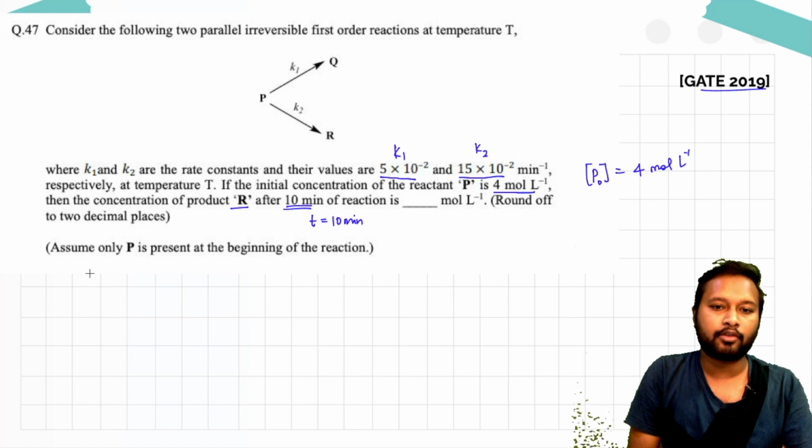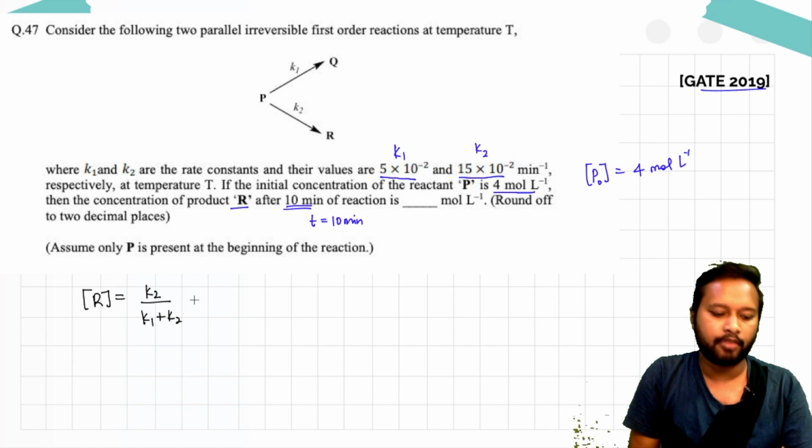The formula to calculate R is like this: since R is getting formed with the rate constant K2, it will be K2 upon K1 plus K2, times the initial concentration of P, and then you have 1 minus e to the power minus (K1 plus K2) into T.